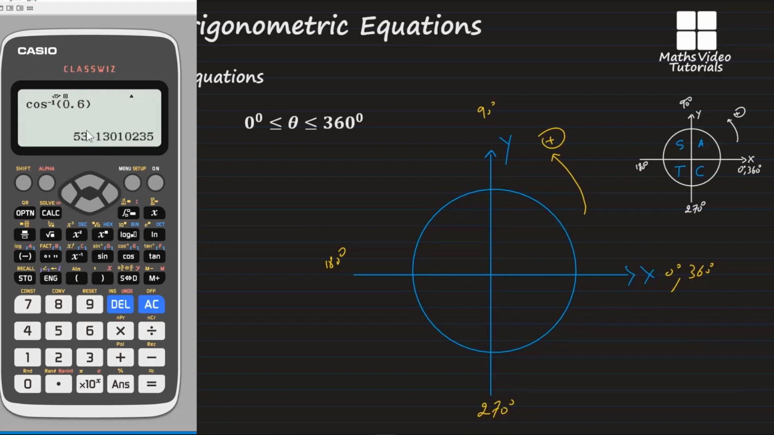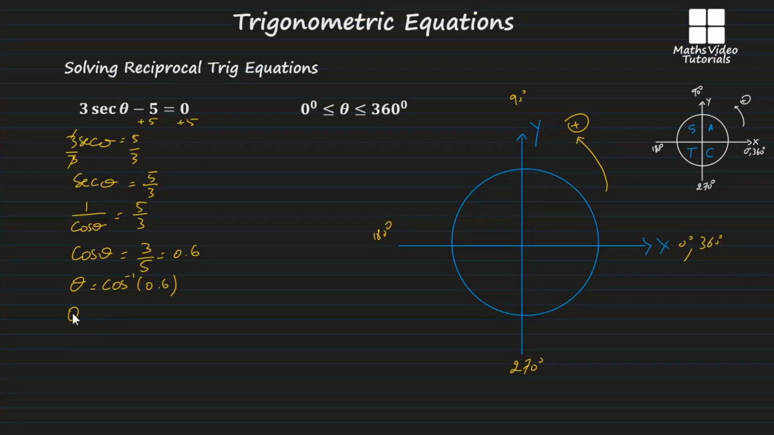We need to round it, and I'm going to round it to 1 decimal place, so my answer will be 53.1 degrees to 1 decimal place. So theta is roughly equal to 53.1 degrees to 1 decimal place.